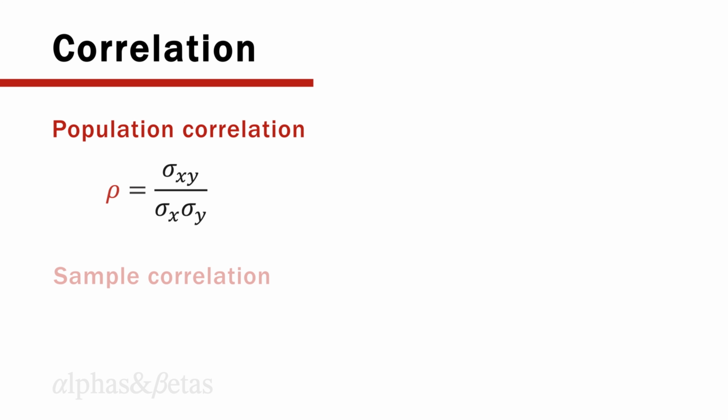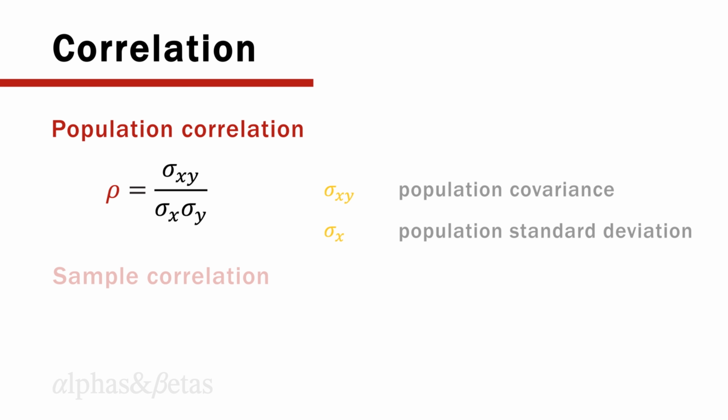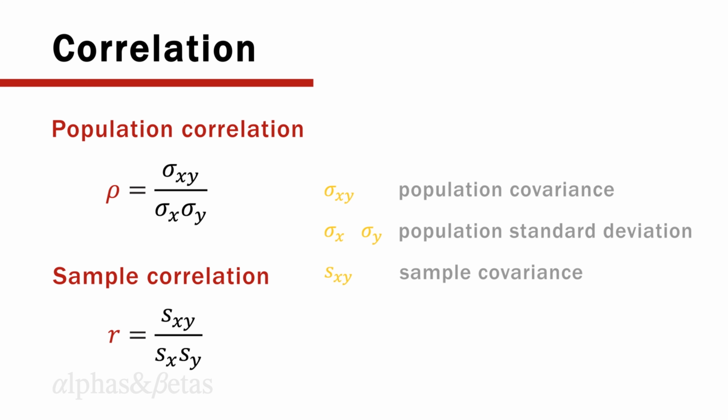This is the formula for the population correlation, where sigma xy is the population covariance of x and y, sigma x is the population standard deviation of x, and sigma y is the population standard deviation of y. This is the formula for the sample correlation, where Sxy is the sample covariance of x and y, Sx is the sample standard deviation of x, and Sy is the sample standard deviation of y.